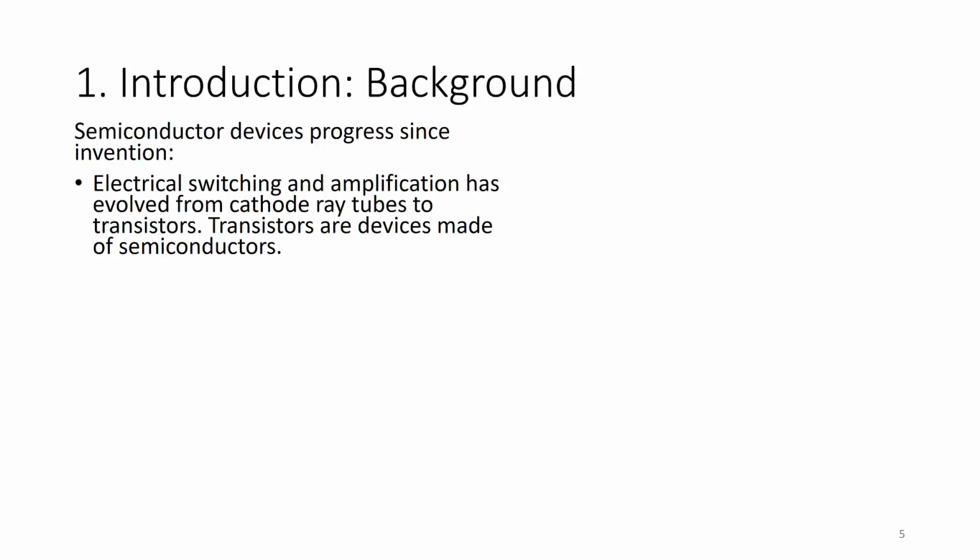Introduction, background. So semiconductor devices from its invention has progressed a lot. Electrical switching and amplification has evolved from cathode ray tubes to transistors. So cathode ray tubes were designed somewhere around early 1900s, and transistors were invented somewhere around 1940s. So transistors are devices made of semiconductors, and this is what we're going to study, which are the devices that have evolved from this invention.